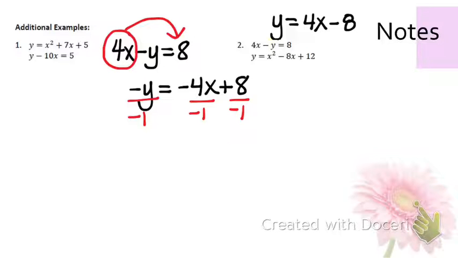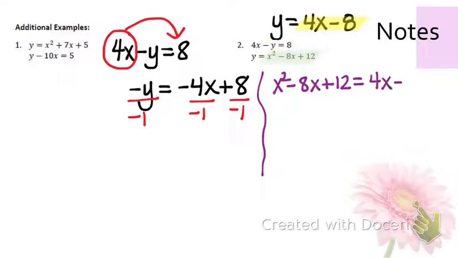So now we're ready to set this 4x minus 8 equal to x squared minus 8x plus 12. So let's do that. We have x squared minus 8x plus 12 equals 4x minus 8. You have to set it equal to y before you can set them equal to each other. What do you think we're going to do now? Set it equal to 0.